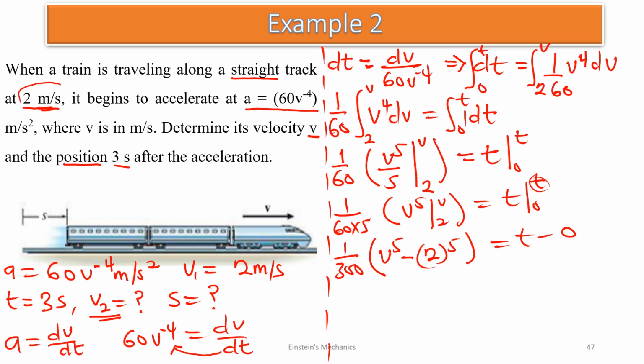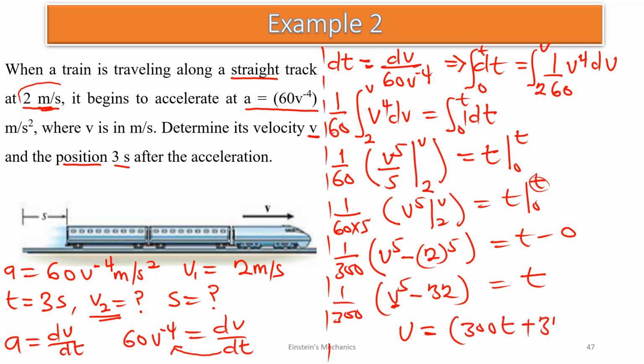Okay, so this is 1 on 300 (v^5 minus 32) equal to t. So from here, I can make v the subject to get the function of v. And from here, if you make v the subject, your final v is going to be the fifth root of (300t plus 32). So fifth root means power 1 on 5. Try making it the subject. You get this expression for your v.